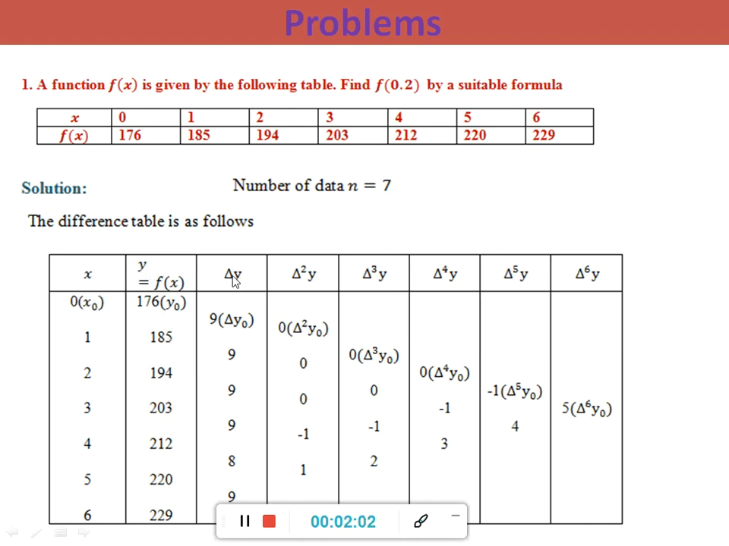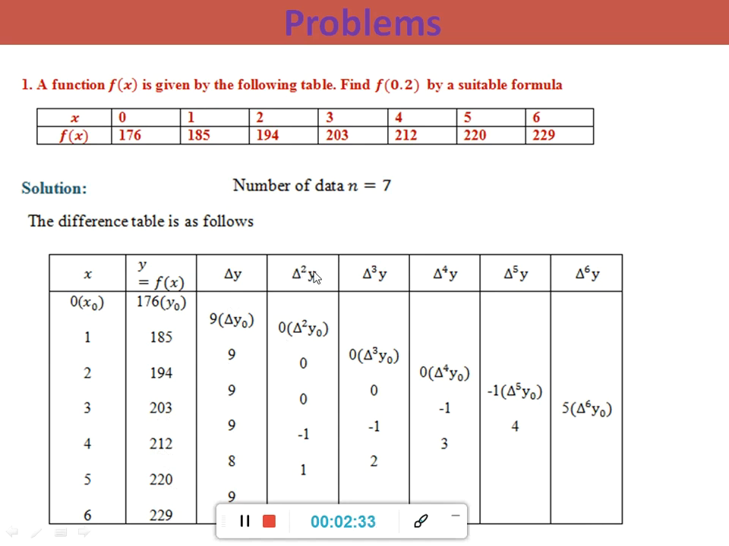So del y naught, that is the first order difference, is the difference between two values: 185 minus 176, that is 9. Similarly, the next value is 194 minus 185, that is 9. 203 minus 194 is 9. 212 minus 203 is 9. 220 minus 212 is 8. Similarly, 229 minus 220 is 9. So this is called the first difference.